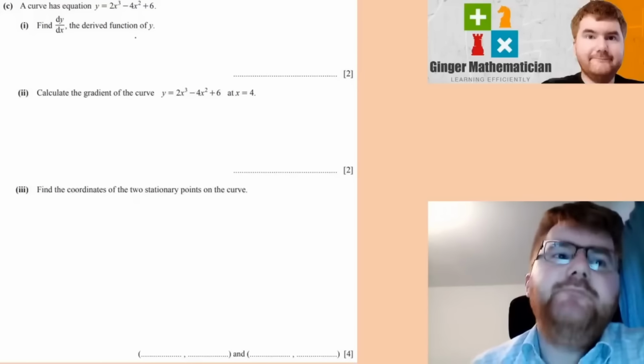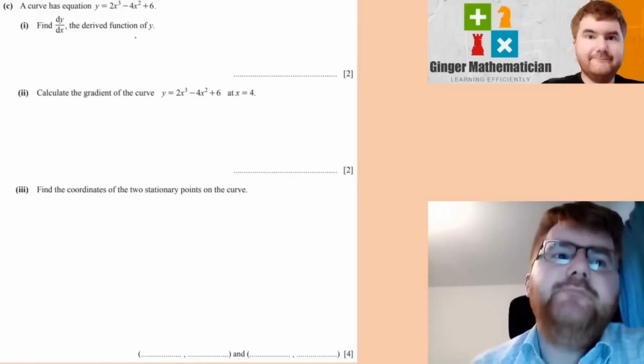First of all, we want to work out dy by dx of this function here. The way we do that is just like we did on the paper 2 questions. We take the 3 here, we bring it to the back. So 3 times 2 is equal to 6. We reduce the index by 1, so it was an x cubed, and now it's going to become an x squared.